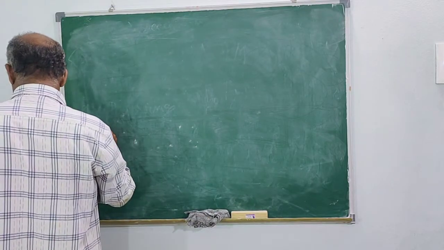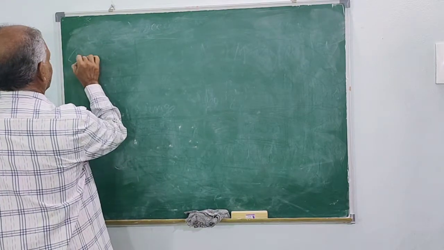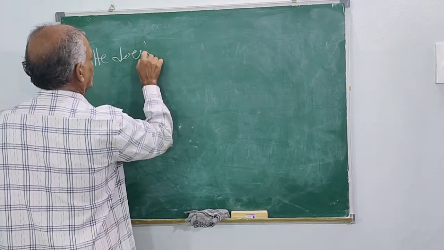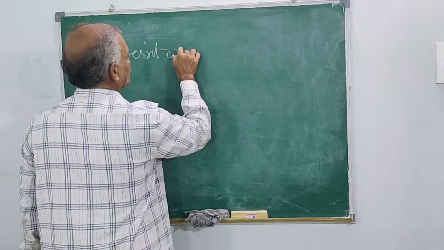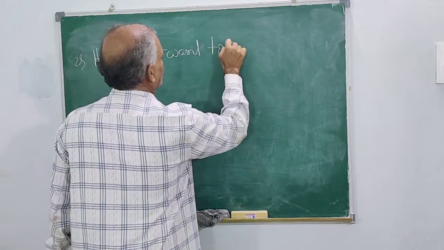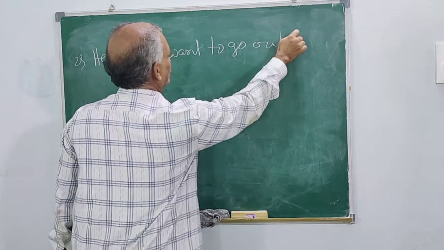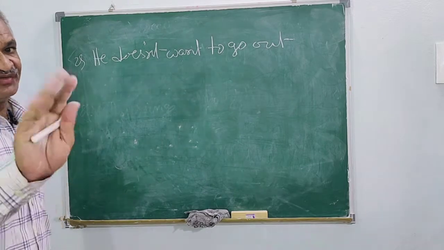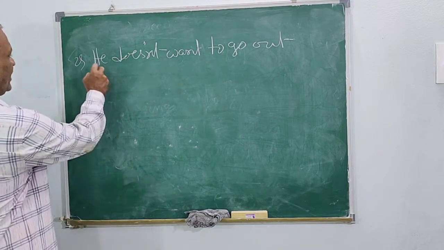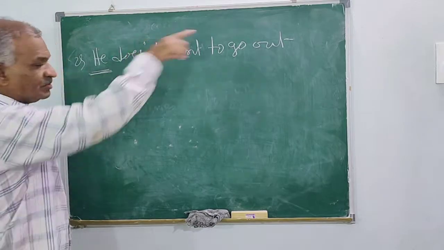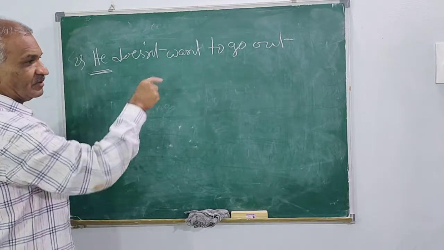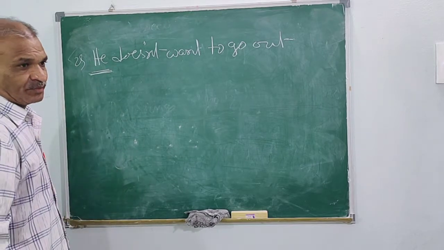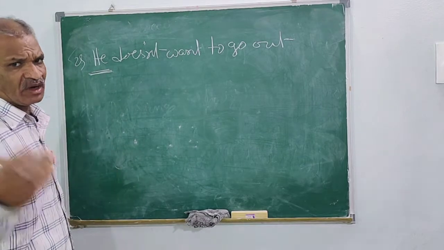And another question is, he doesn't want to go out. He doesn't want to go out. Here, no part is underlined. Just wait. If it is underlined, then you have to start your thinking to find out what part is this, whether it is a noun, pronoun, verb, adverb, and so on.